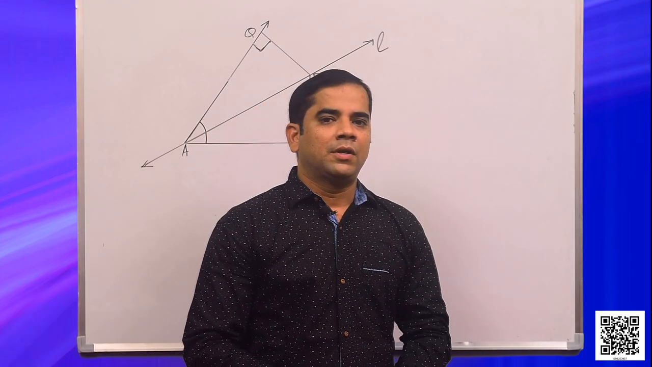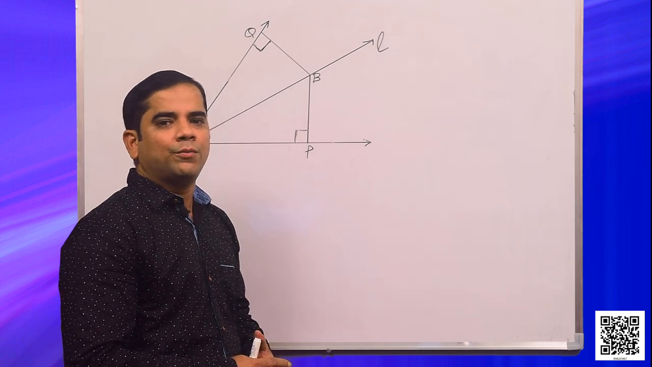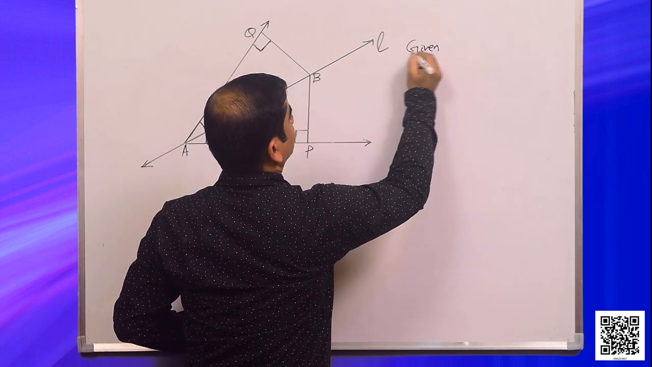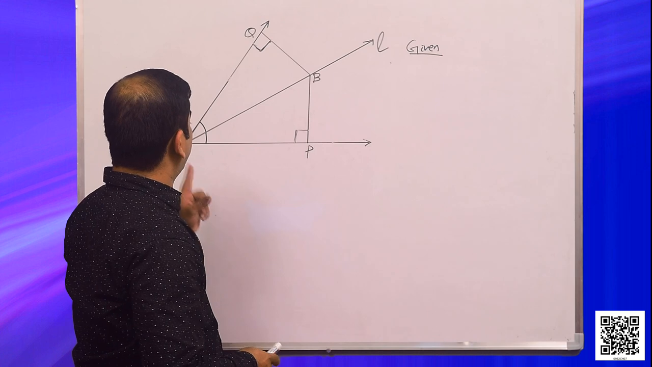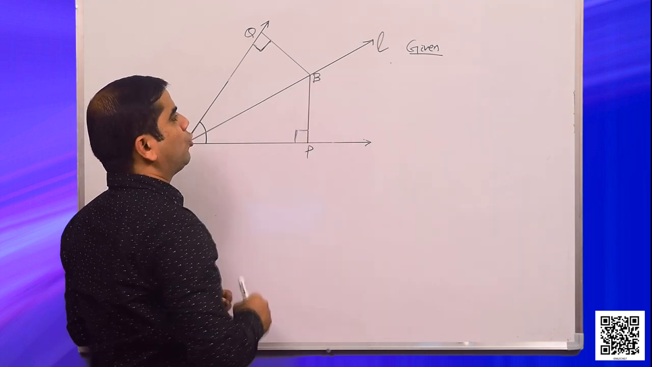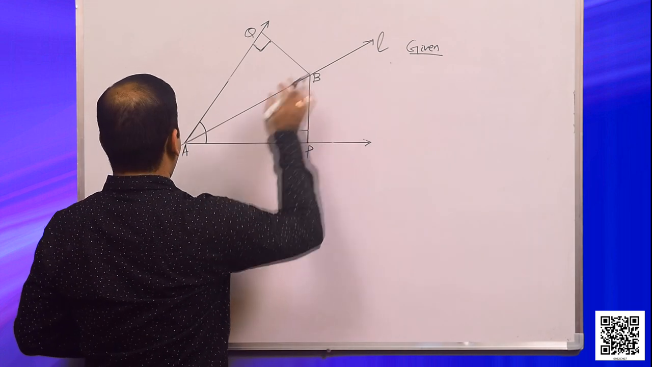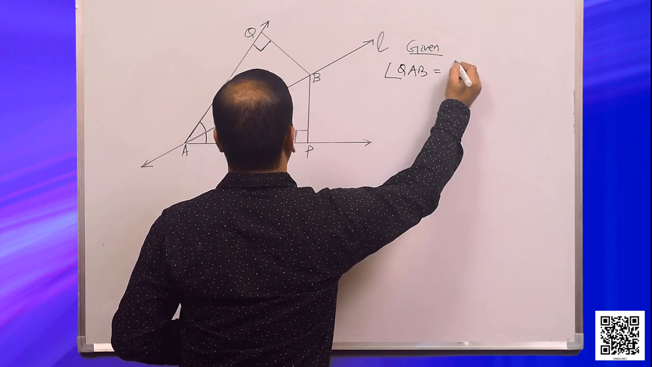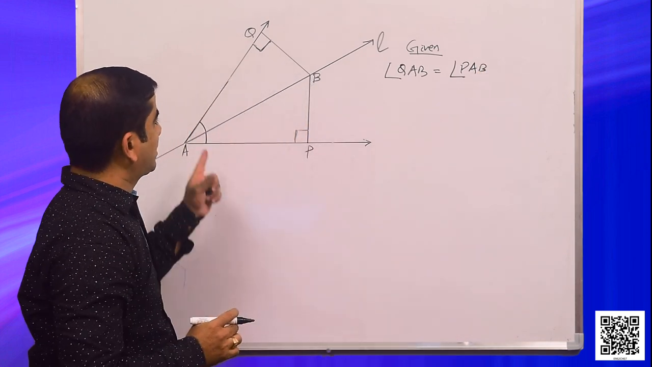So students, I have drawn a diagram similar to the diagram given in your book. As per the data, L is the bisector of angle A and B is any point on L. So let us consider the point B over the line L. As L is the bisector of angle QAP, angle QAB is equal to angle PAB. Why? Because L is the bisector of angle A.